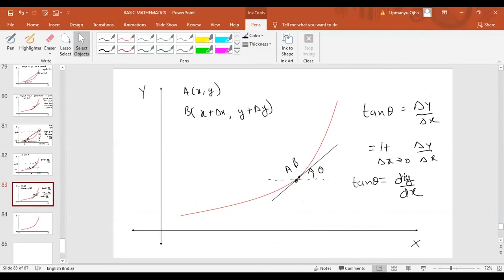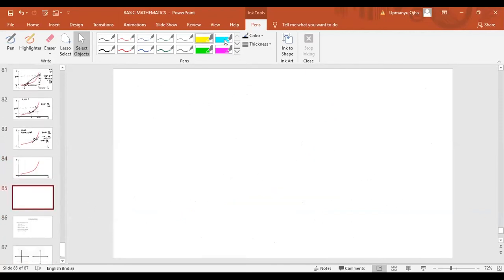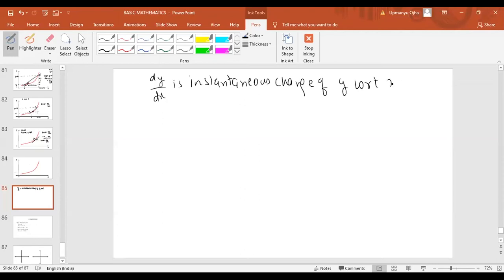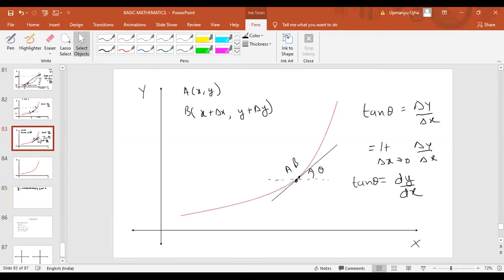This dy by dx is also known as the instantaneous change of y with respect to x. It means at what rate this y is changing with respect to x at that particular instant of x. At that x, how this y is changing with respect to x.